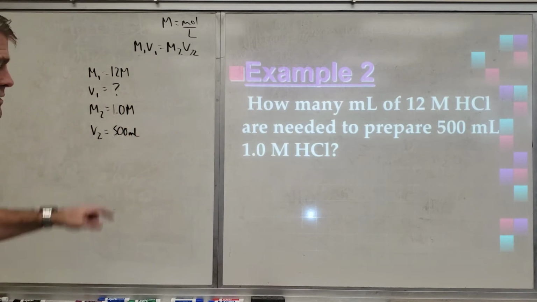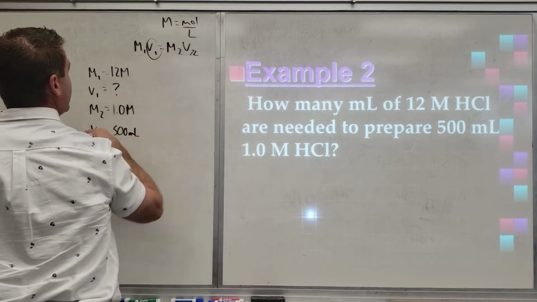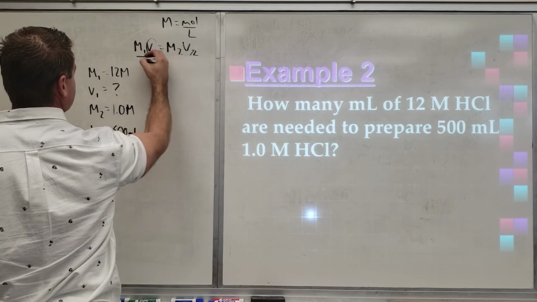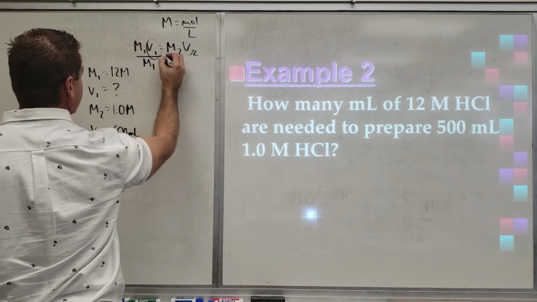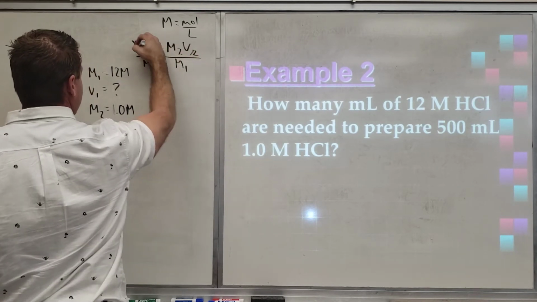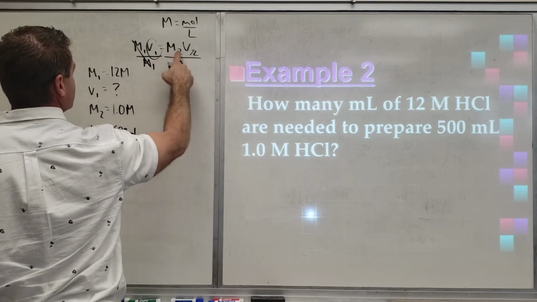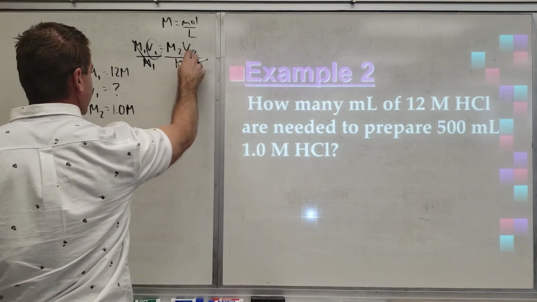So, guys, look, we're solving for V1, so I want to get V1. How do I get V1 by itself? I have to get rid of M1. I do the inverse operation. Since it's multiply here, I divide. What I do to one side, I do to the other. M1 cancels. And so V1 is M2 times V2 over M1, okay?